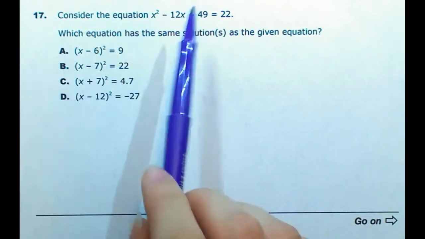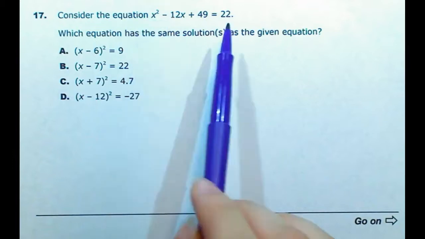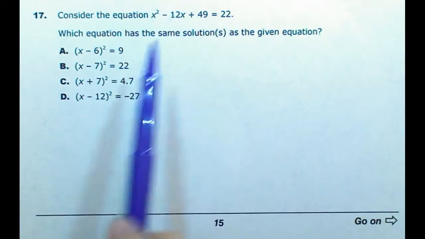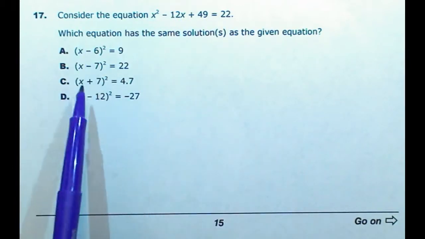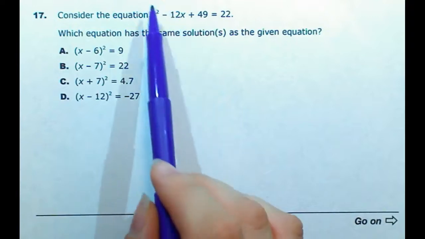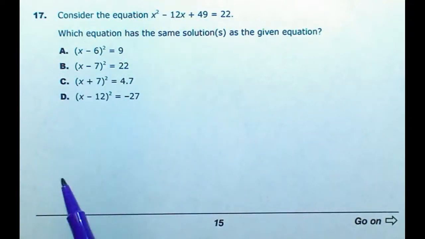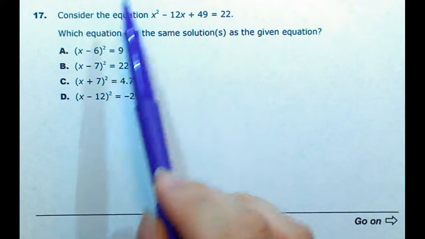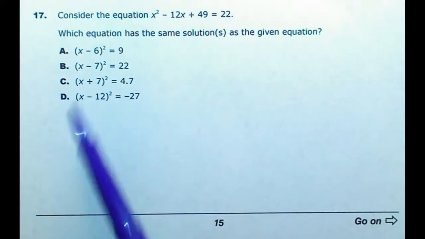So what we need to do for this equation is complete the square. And that's going to save us some time because you could sit here and solve each one of these out and then solve this out and see which one's answers match up, which would take a lot of time. Or we can force this equation to look like one of these. So we're going to just force this equation into this format by completing the square.